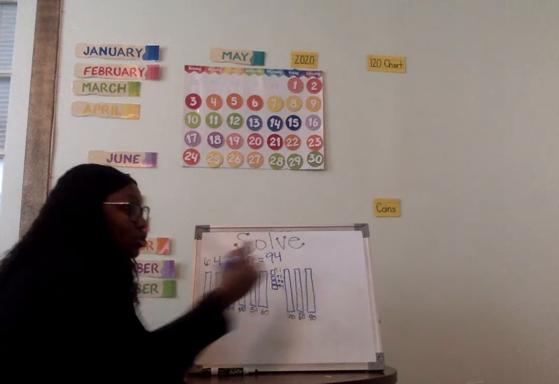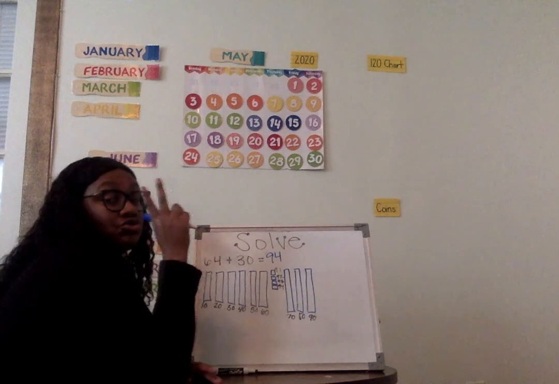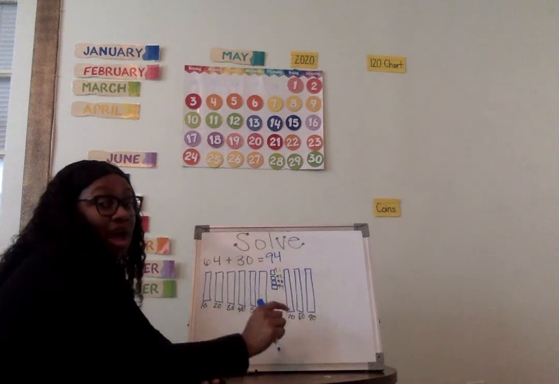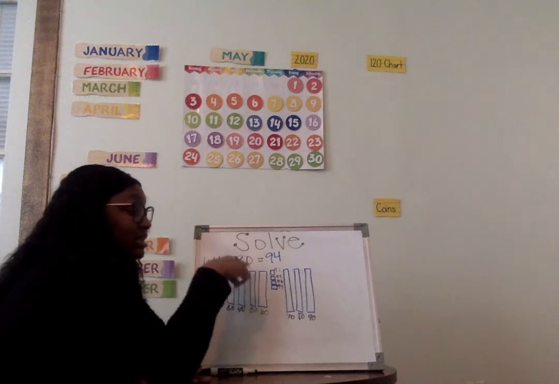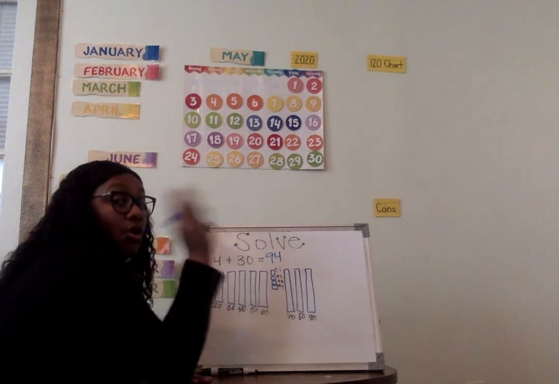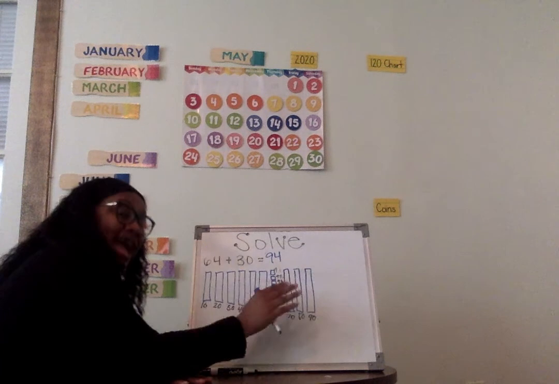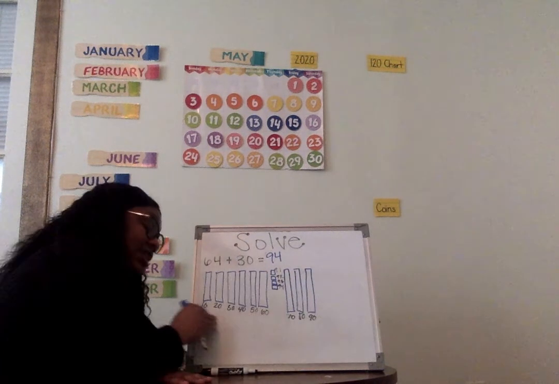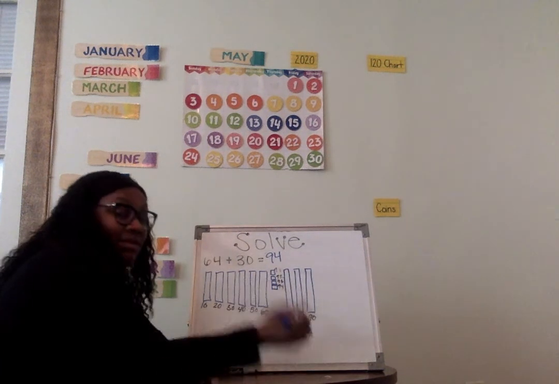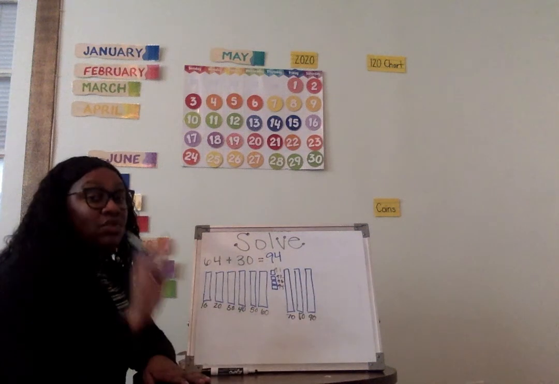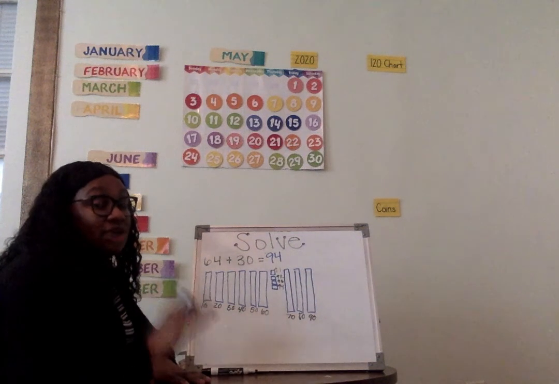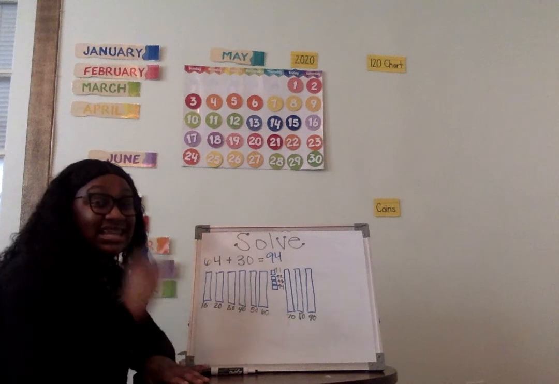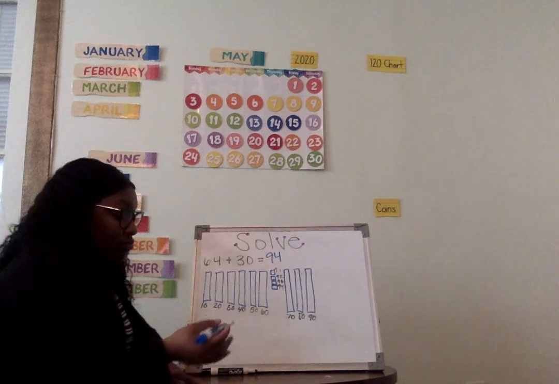94. Great job. I showed you 2 different ways to solve the same problem. You could have added the tens first and then the ones. Or you could have drawn out using tens and ones, counting all your tens first and then going back to count your ones. I want you to take out a sheet of paper and a pencil and solve this problem on your own and send your answer to your homeroom teacher.